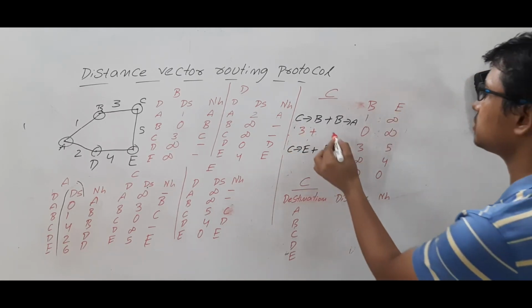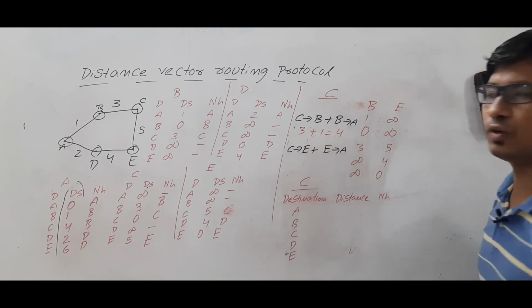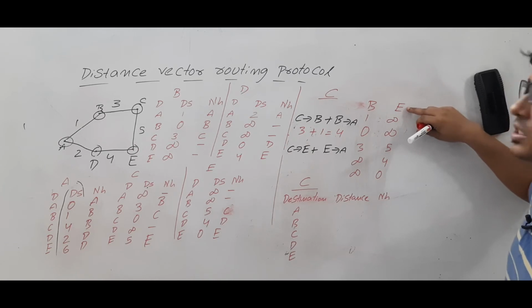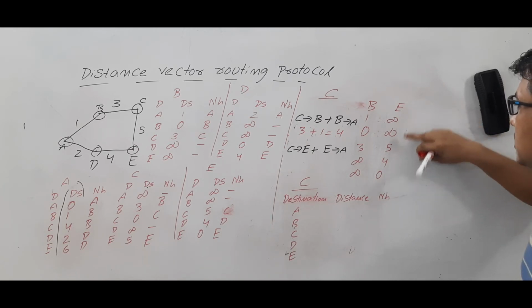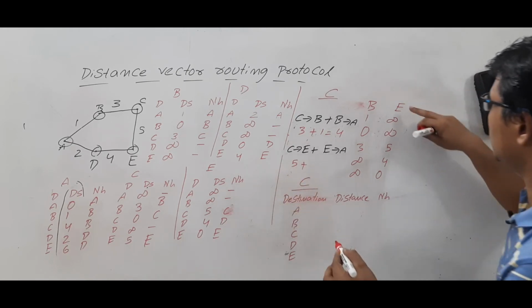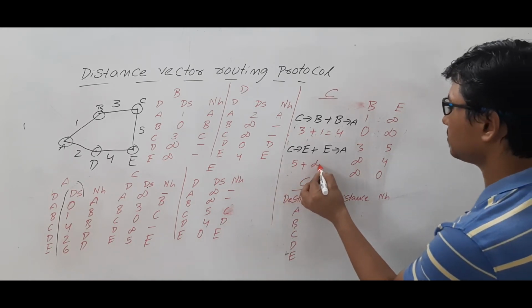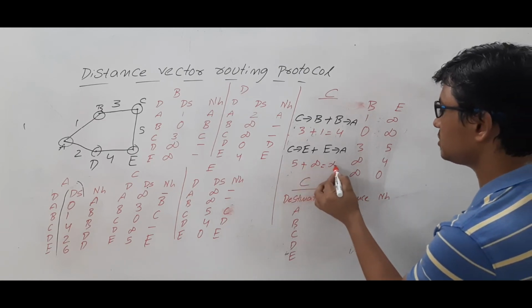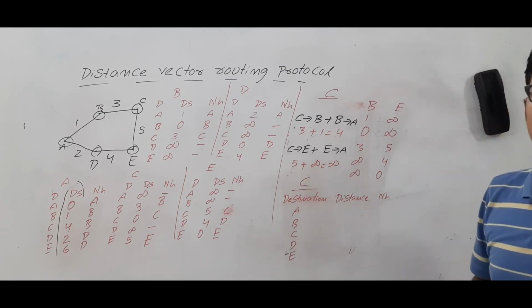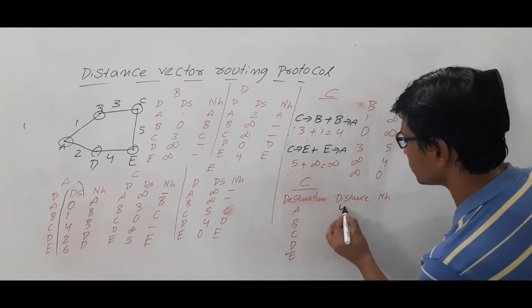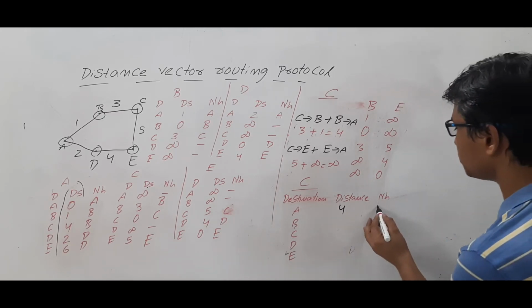B to A distance is 4. Now C to E distance is equal to E to C distance, which is 5, plus E to A distance, which is infinity, since it does not know right now. So 5 plus infinity is infinity. Which is less, 4 or infinity? 4 is less. So C to A distance is 4 and the next hop is B.